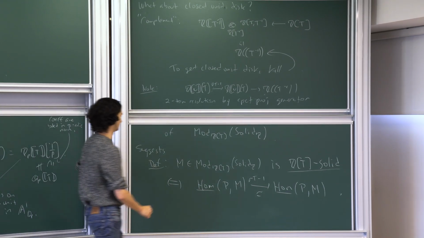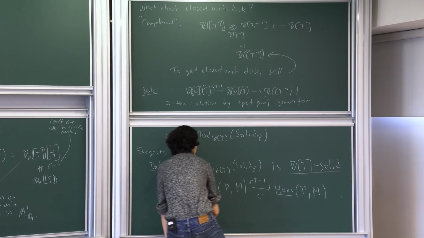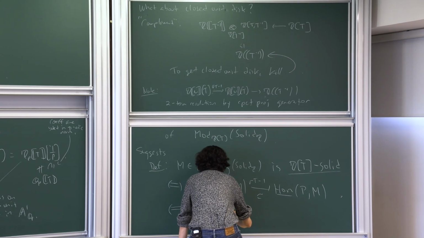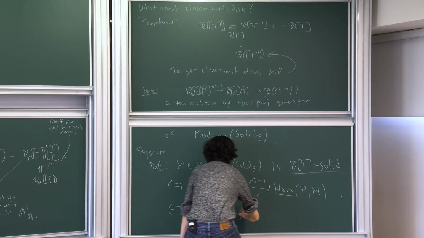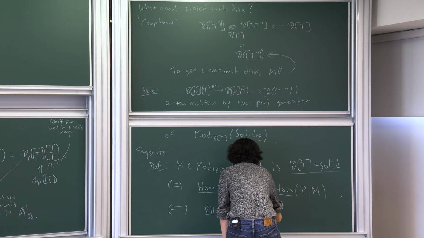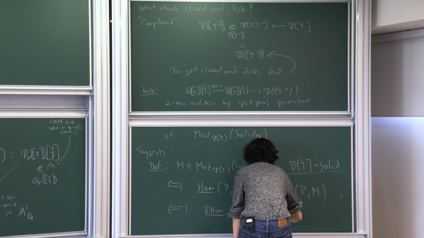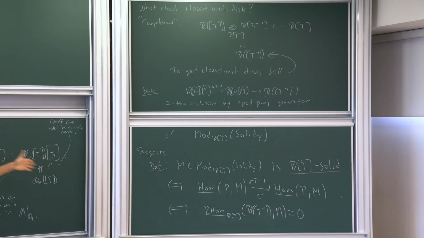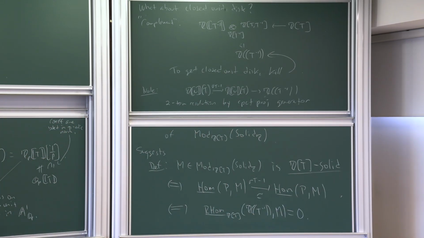And then this note up here is saying that that's the same thing as requesting that, now I should maybe pass to Ext, there are no Exts from this object we're trying to kill into M.